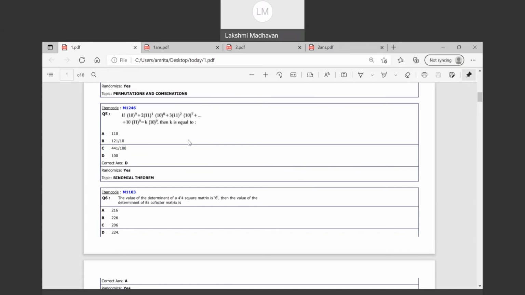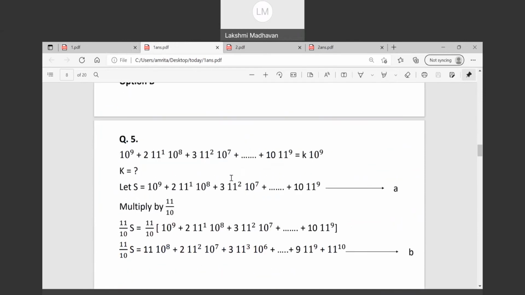This is a really interesting question, and you have to have an idea of how to rearrange what is given in the question so that you will be able to find the value of k. That's what you have to do when you solve this question. What we have to find is the value of k in this question. So let's see how we will be able to solve this question.